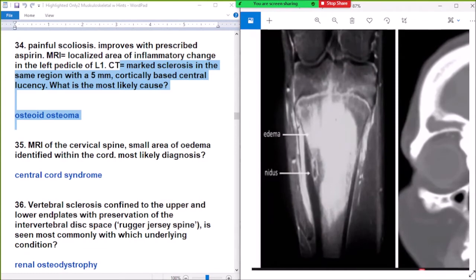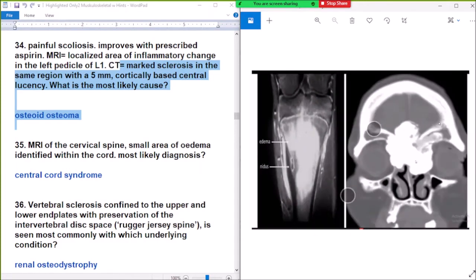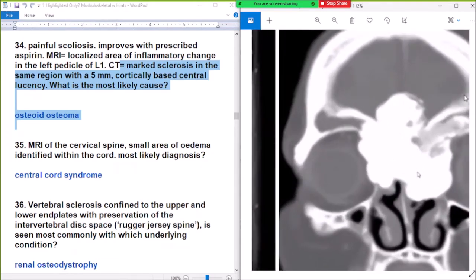This is in the bone. Marked sclerosis in the same region with a central lucency, a central nidus surrounded by marked sclerosis, diagnosed as osteoid osteoma. The frontal bone shows an ivory osteoma.